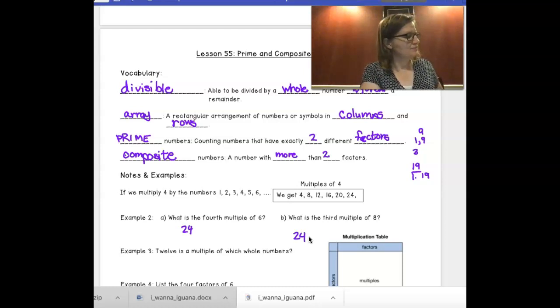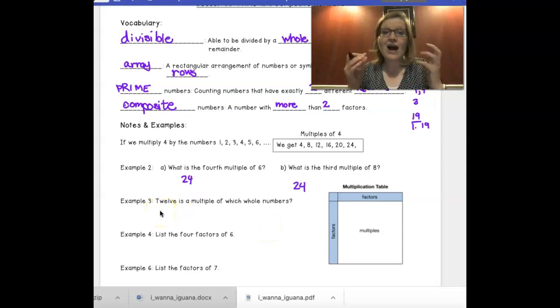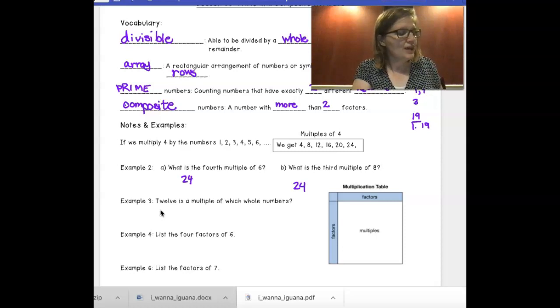Now, 12 is a multiple of which whole numbers? I love thinking about this. There are a number of things that we can do. In this situation, they could be 2, 6, 3, or 4. And then list the 4 factors of 6.